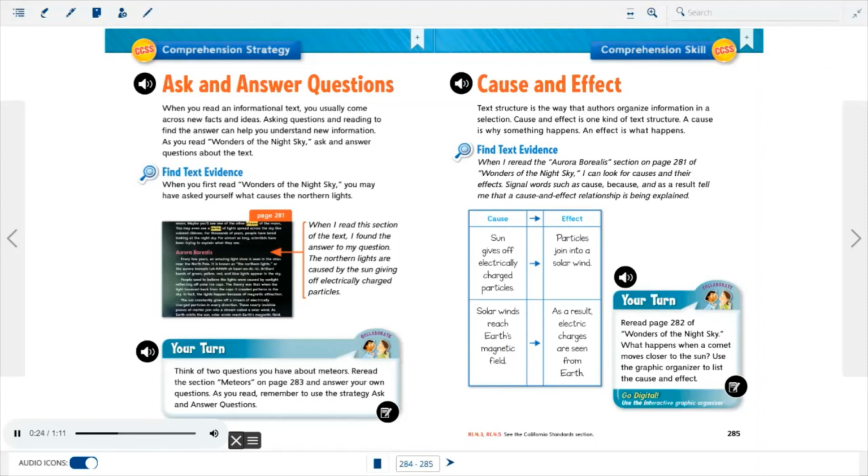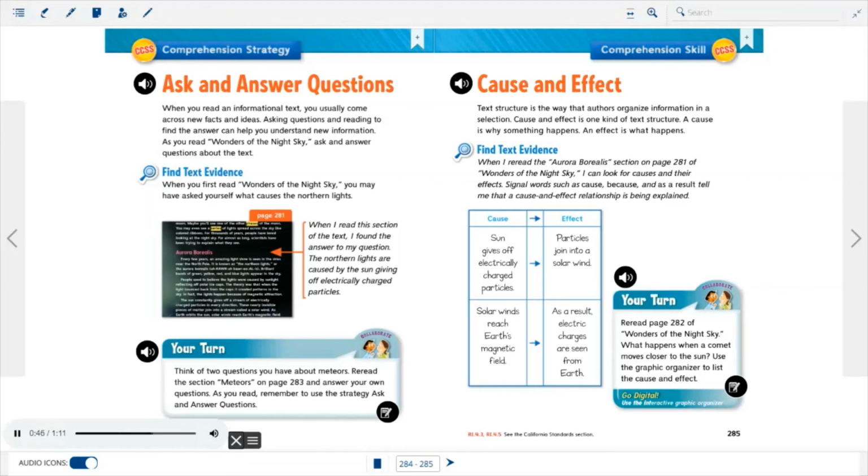When I reread the Aurora Borealis section on page 281 of Wonders of the Night Sky, I can look for causes and their effects. Signal words such as cause, because, and as a result tell me that a cause and effect relationship is being explained.